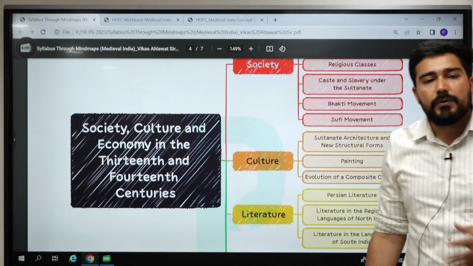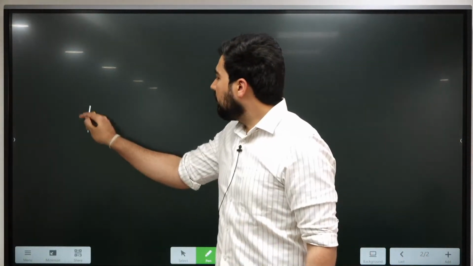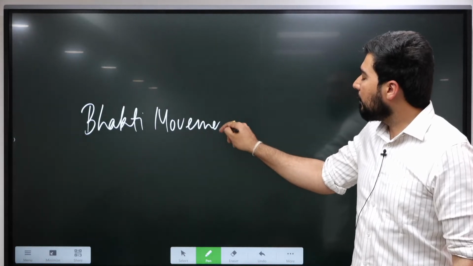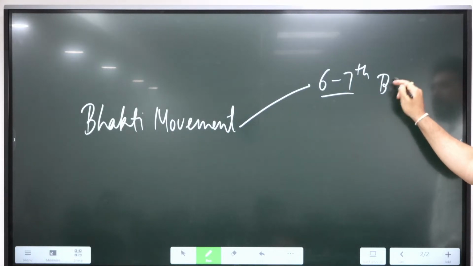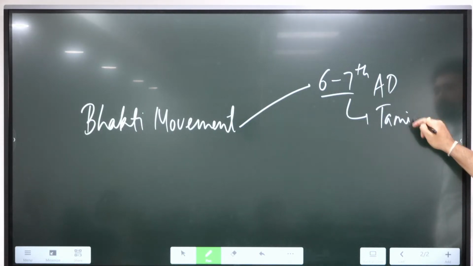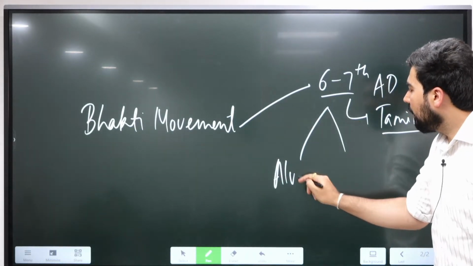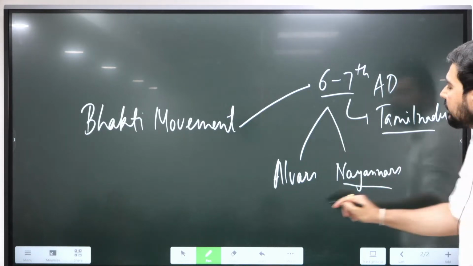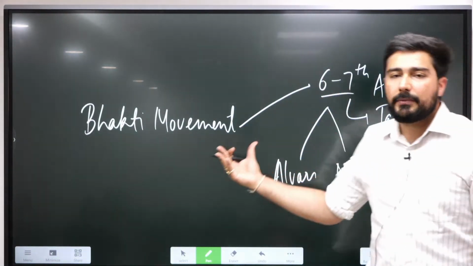Then Bhakti and Sufi movement. The Bhakti movement, when we talk about this, the initial part of the Bhakti movement can be linked to the 6th-7th century AD, and this starts from Tamil Nadu. Two categories of saints, Alvars and Nayanars. Alvars were followers of Vishnu, Nayanars were followers of Shiva. So this is the first expression of Bhakti.